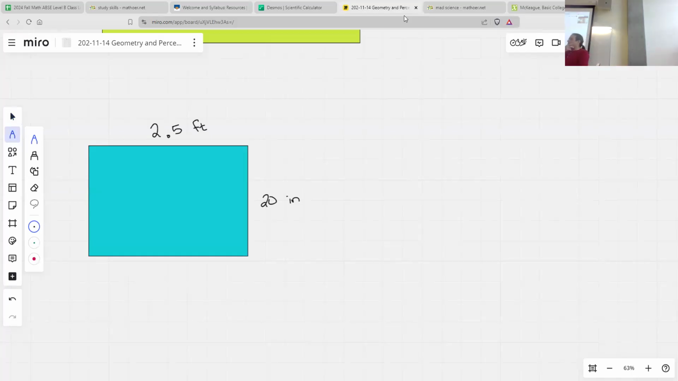If my units don't match, I have to make them match. I can't add up things that aren't the same. So which should I do? Should I turn the feet into inches or should I turn the inches into feet? Both could work.